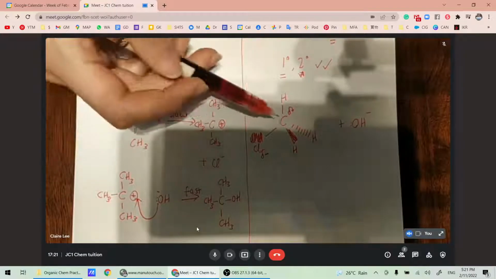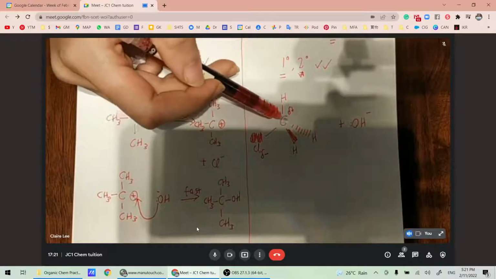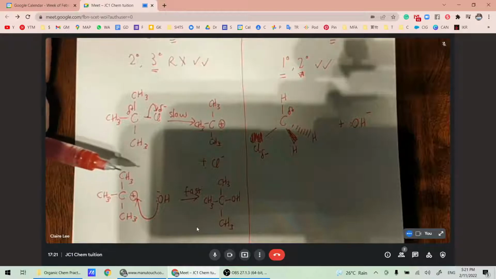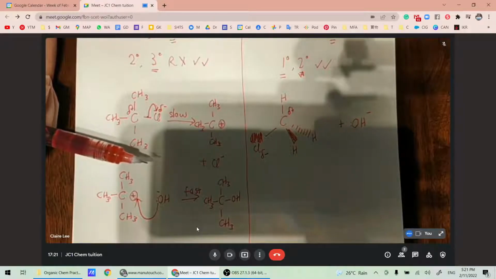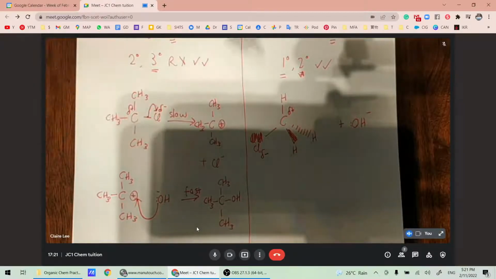Then this one is CH3, then this is C. I don't know why I am circling about. I'm probably talking about steric hindrance maybe. I'm trying to figure out what I was saying at this point. I can't, so I'm just going to mention it.